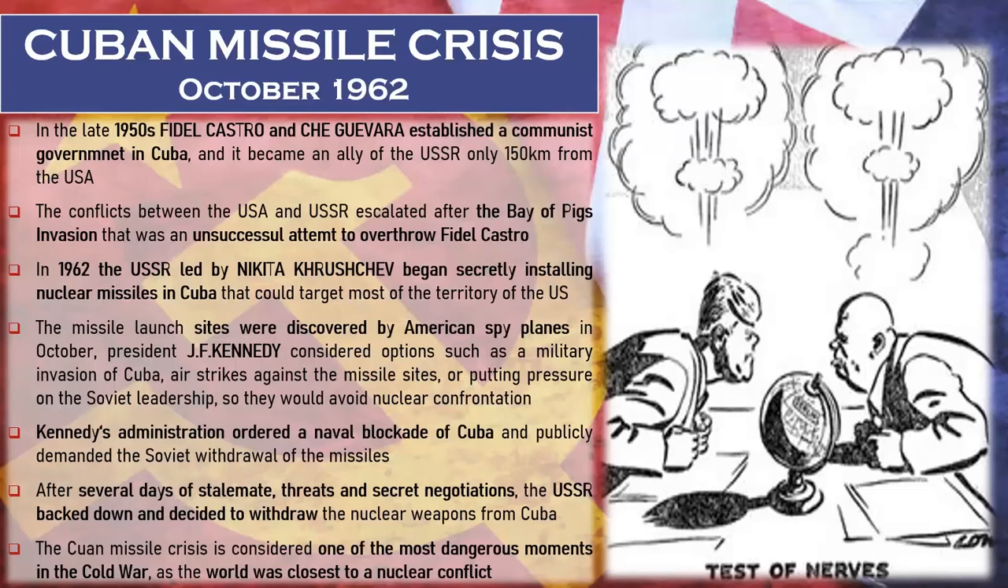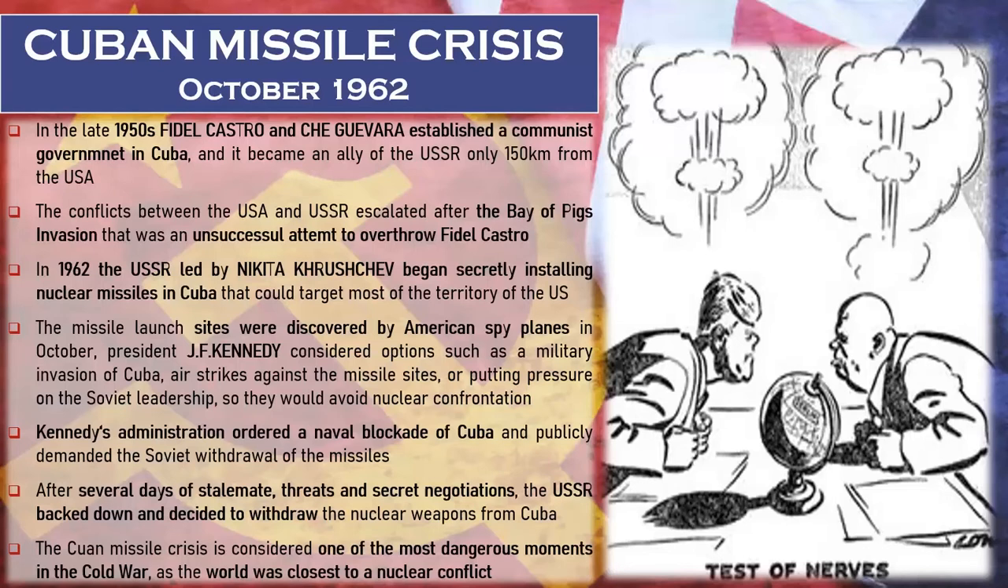The conflicts between the USA and the USSR escalated after the Bay of Pigs invasion. That was an unsuccessful attempt of the United States to overthrow Fidel Castro and the communist regime in Cuba. So Fidel Castro and the Cuban communist government were quite angry about this intervention of the United States.